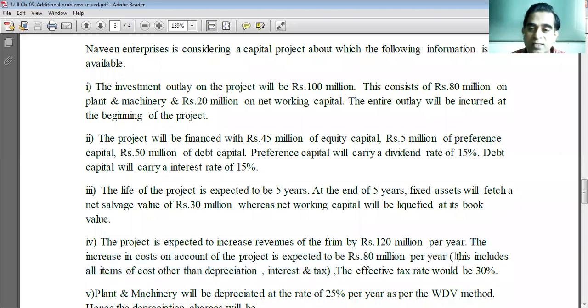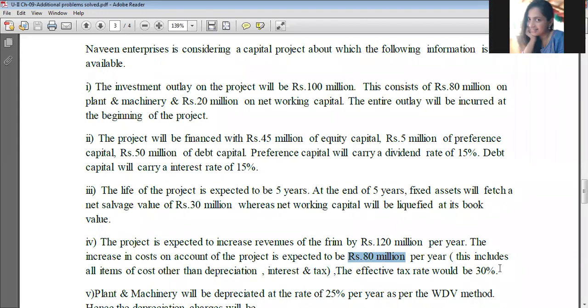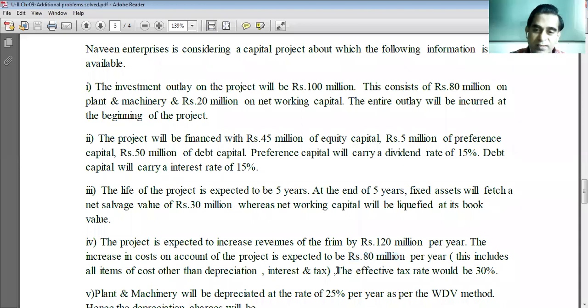Okay, the sentence is split into two halves. This includes all the items of cost, so all the items of cost are included in the 80 million rupees. The next half says other than depreciation, interest, and tax. It means depreciation, interest, and tax are not included in this 80 million rupees, which we need to deduct from the revenue to arrive at cash flows after taxes.